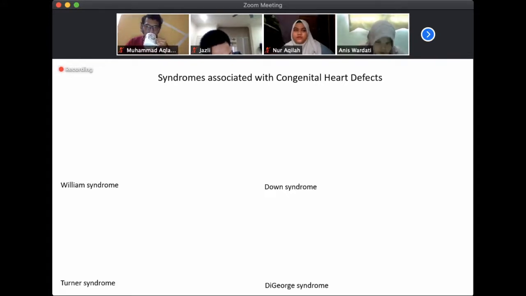Okay, the murmur of ASD is actually at the pulmonary valve. So clinically, they are very similar to pulmonary stenosis because they have a relative pulmonary stenosis.